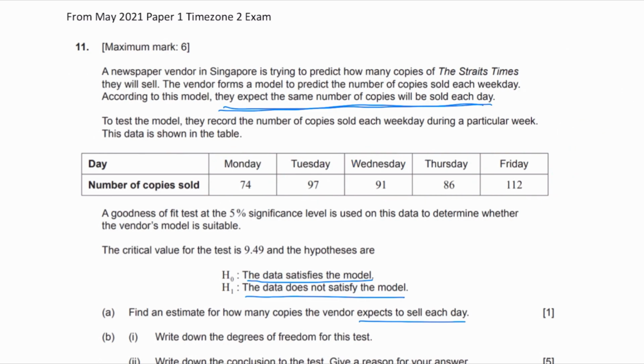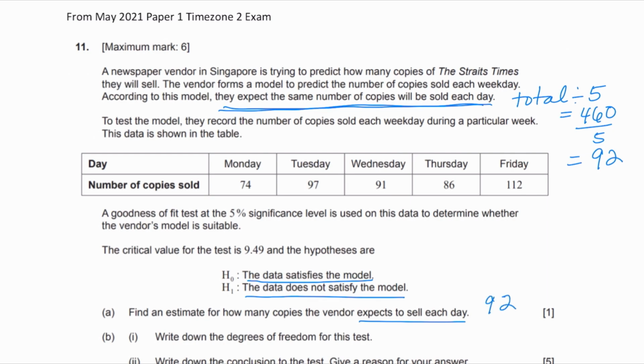So now we want to compare that to the expected amount. But before I can figure out the expected amount, I'm going to have to figure out the total. And then I have to divide that by 5 days, Monday, Tuesday, Wednesday, Thursday, Friday. So let's go ahead and add 74 plus 97 plus 91 plus 86 plus 112, which is going to equal 460. And then 460 divided by 5 is going to give us 92, which means that the number of copies the vendor expects to sell each day is 92.